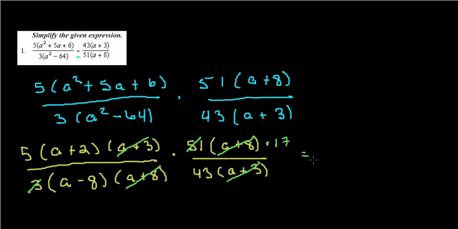Alright, and now we just simplify this. What I'm going to do is take 5 and multiply by 17 and just keep the a plus 2 as it is. I'm not going to simplify because you don't need to simplify. So 5 times 17 is going to be 85 times a plus 2, all divided by 43 times a minus 8.